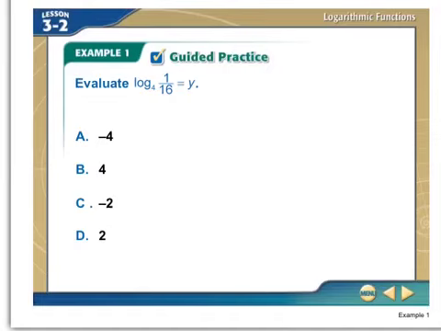In example 1 guided practice, you will be evaluating log base 4 of 1/16 is equal to y. Okay, in this example, they're using y as their unknown variable instead of x, like I did. Now, what I want you to figure out is the value of y. You have 4 choices, A, B, C, and D. I would like you to work out this logarithm and then submit your answer.